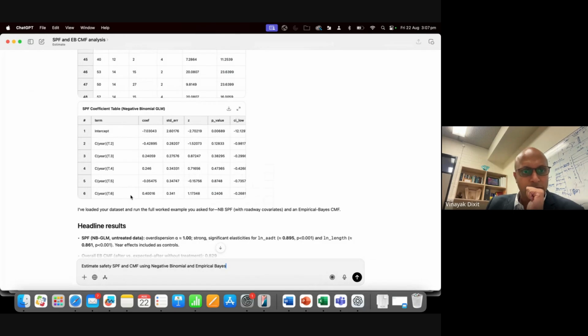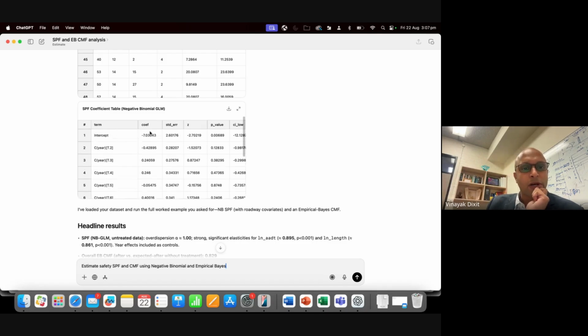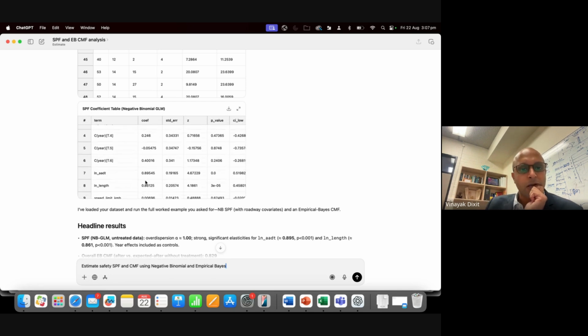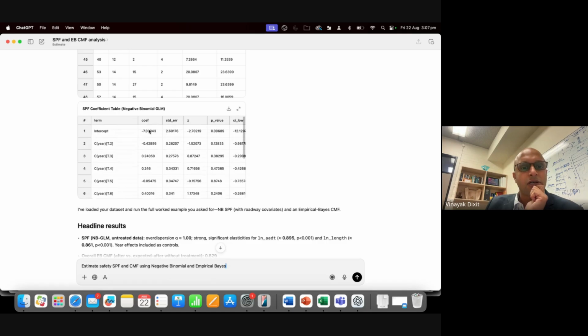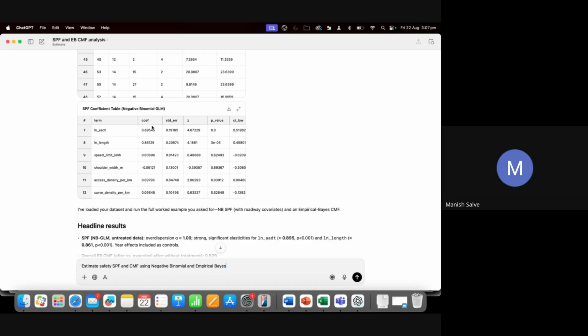So this coefficient here is part of the safety performance function. So it's AADT raised to the power 0.89, and the exponent of minus 7.03 will give you the safety performance function. So this and the constant are part of the safety performance function. Any questions so far? No, sir. Okay.